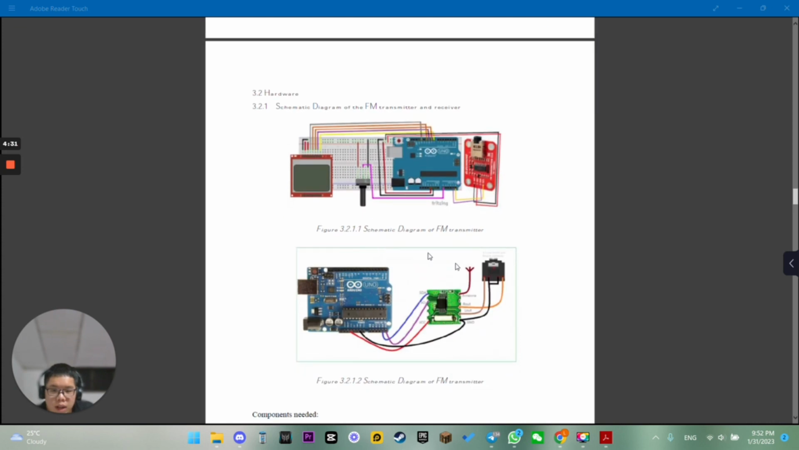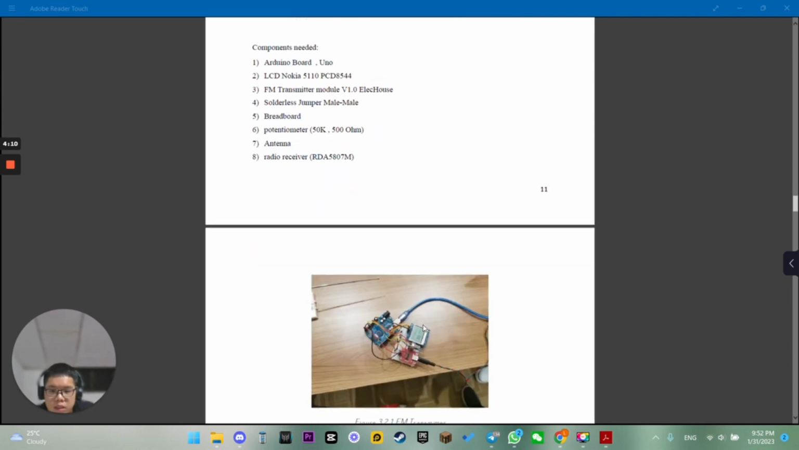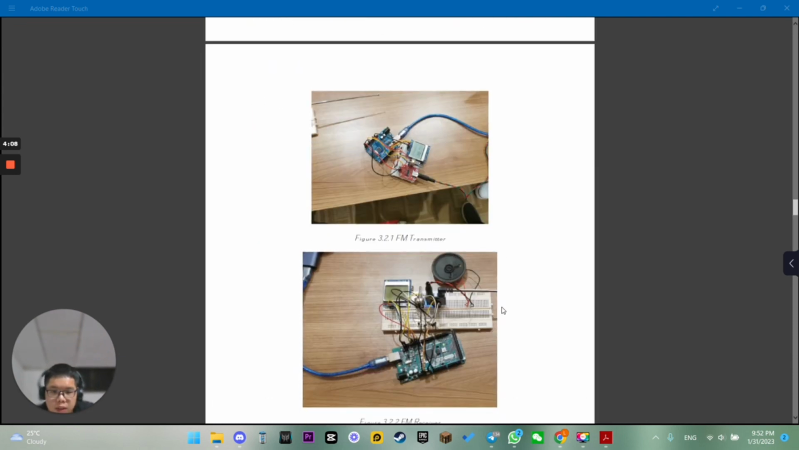Next, we move on to the hardware. We designed the schematic diagram of the FM transmitter and FM receiver. We are using the Arduino board, the Nokia LCD display, the transmitter module and the receiver module, including the antenna, potentiometer, breadboard and jumper wires. So this is our final product.